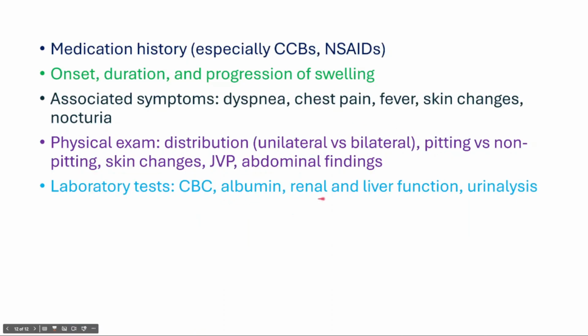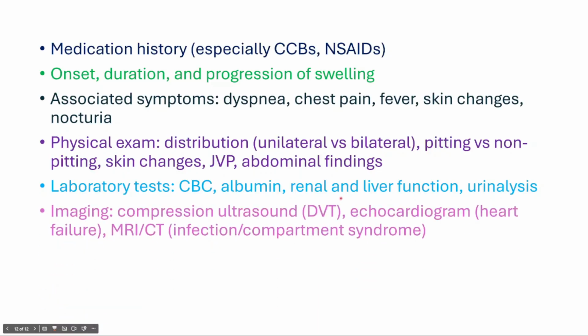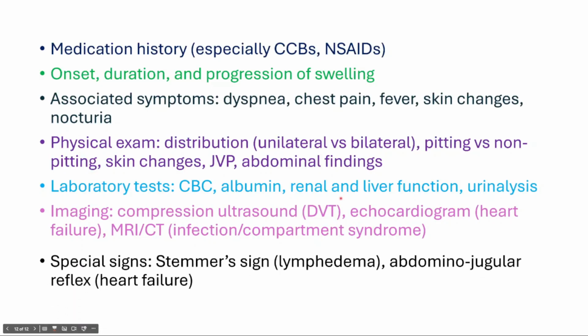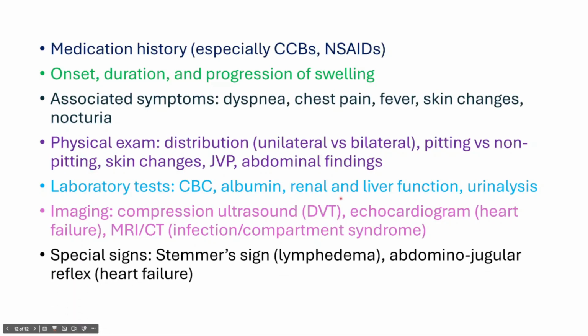CBC, albumin, renal and liver functions, urinalysis. They're important. Compression ultrasound for DVT, for example, echocardiogram to diagnose heart failure, MRI and CT can be used in infection, and sometimes if you're suspecting compartment syndrome, which is another rare cause of lower extremity swelling. Special signs like Stemmer's sign and abdominal jugular reflex could also be helpful.